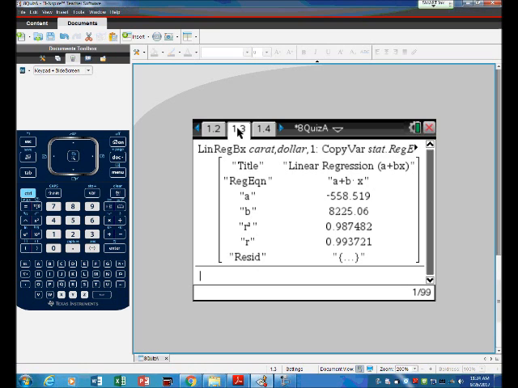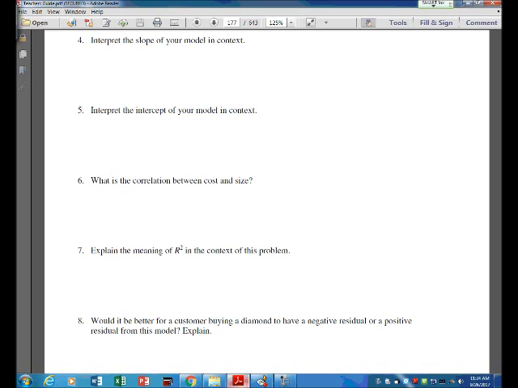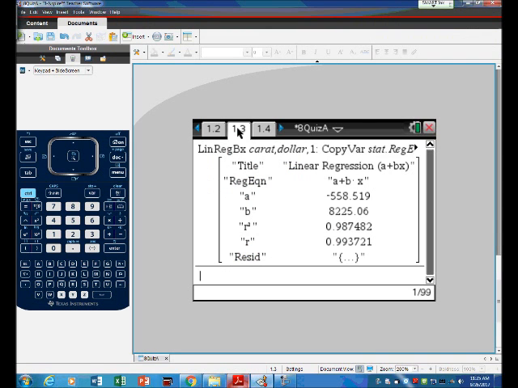Now it says, interpret the Y-intercept. Well, the Y-intercept is negative 558.519. So that would mean that for a carat, that's 0 carats. So we have no carats in our diamond. But if we have no carats, then it isn't a diamond. And we're not going to have a negative price. They're not going to give you money to buy nothing.